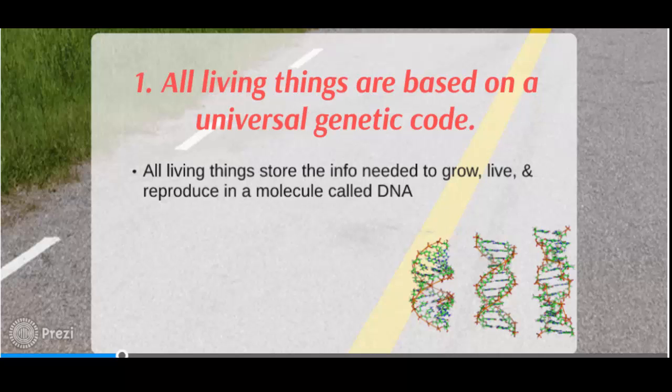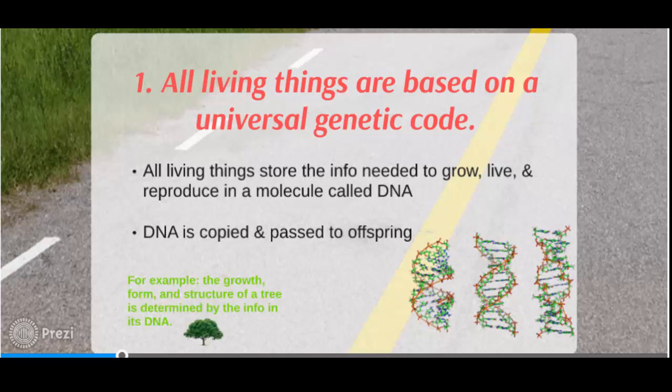That's what DNA looks like. DNA is then copied and passed on to offspring. Therefore, that genetic information, that coding, those instructions are passed on and on through generations. For example, the way that a tree grows, what it looks like, its form, and its structure is determined by the information in its DNA. That's what makes a birch tree different from an oak tree. They have slightly different DNA.